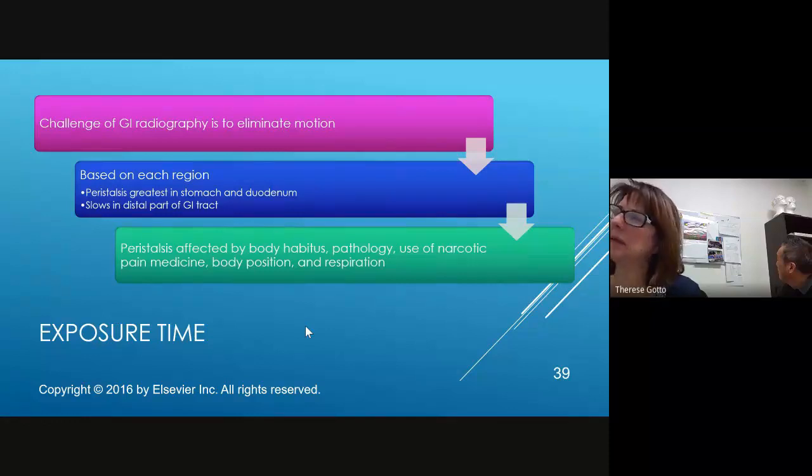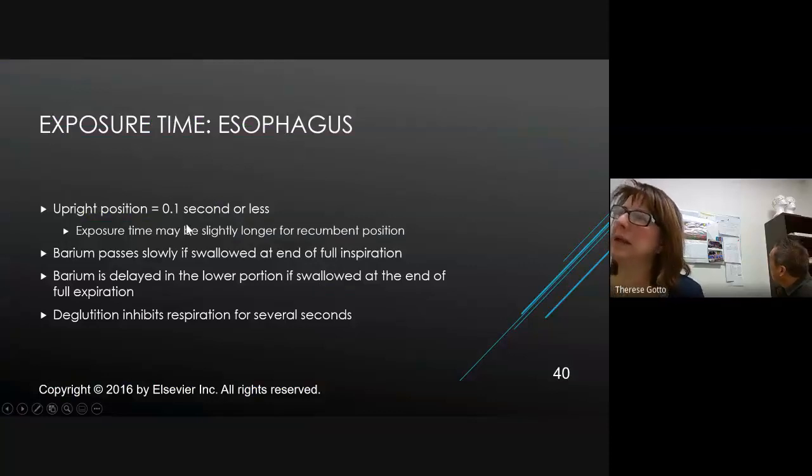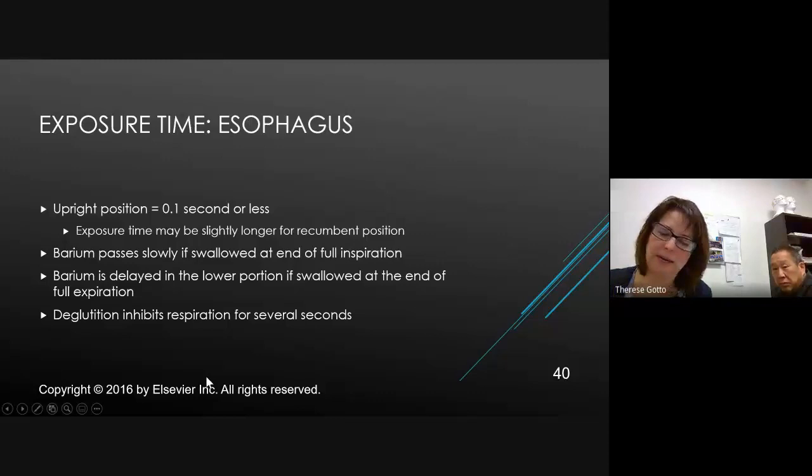Okay, so the biggest challenge with any type of fluoro is to eliminate motion, and peristalsis is greatest in the stomach and the duodenum. So if you're doing an upper GI or an esophagram, you need to remember that your exposure time must be quick, okay? Usually we want 0.1 second or less, so that we don't have a blurry image due to peristalsis.